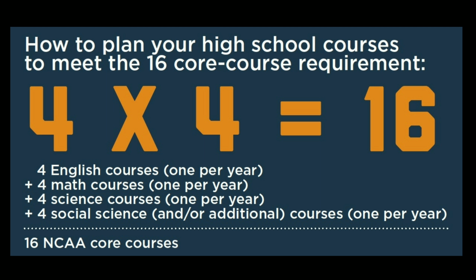In order to make it easy for you, you need 4 years of English, 4 years of math, 4 years of science, and 4 years of social sciences, okay? That makes it a whole lot easier for you as it relates to what classes I need to take and when I need to take them. And that's why we talked about the importance of talking to your guidance counselor at the beginning of your 9th grade year. Let them know that you have plans on competing at the next level so that you can chart a course that will put you in a position where you are eligible to compete.